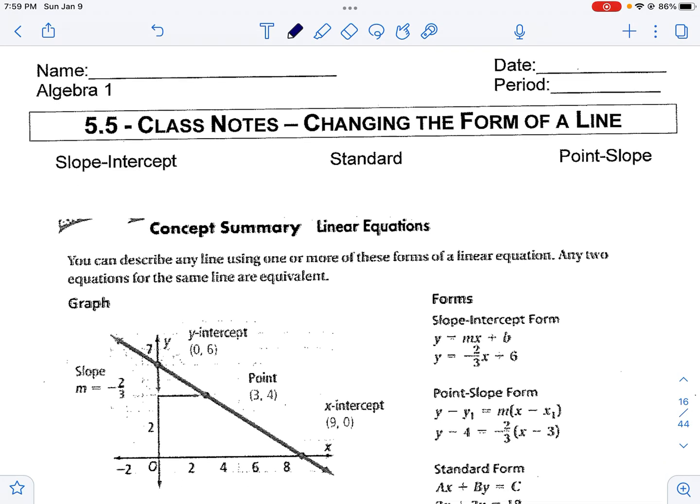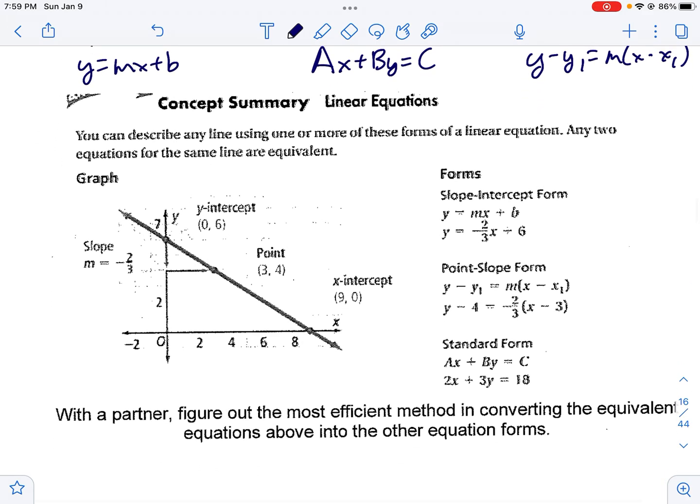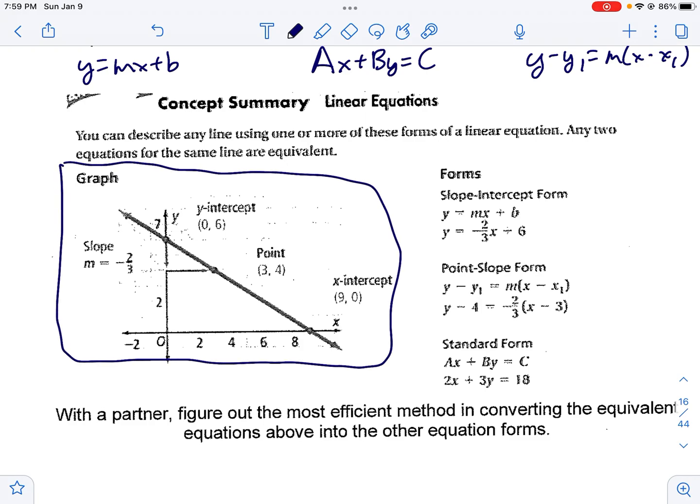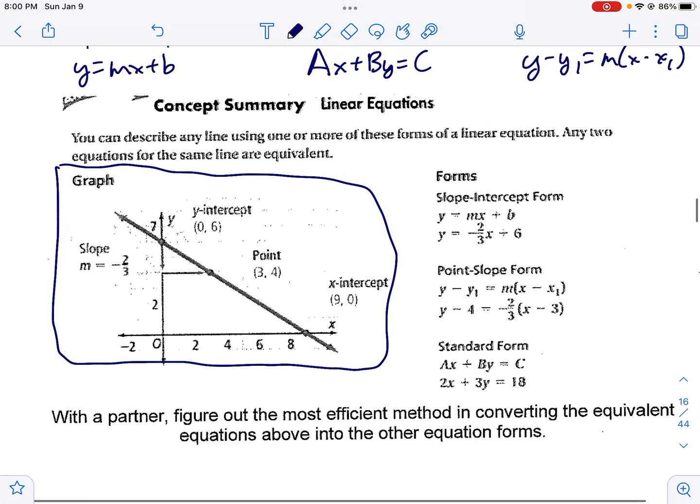The last thing we'll need to do as a result of understanding standard form, which again we can say is ax plus by equals c, is how to transform between all three of these situations: slope-intercept, point-slope, and standard form. All right, so just as a recap, this graph, this equation right here, this linear function, which has a slope of negative 2/3, a y-intercept of 6, this point 3, comma 4, and the x-intercept at 9, 0, we can represent it in all three forms.